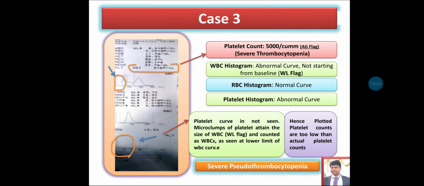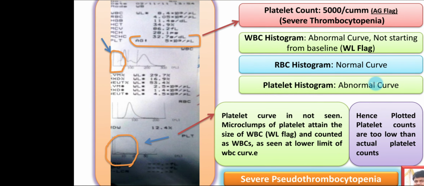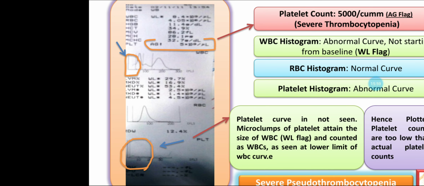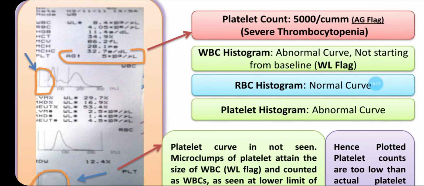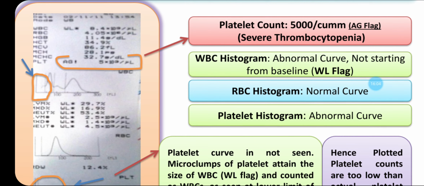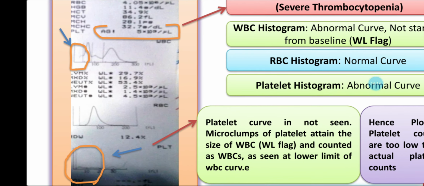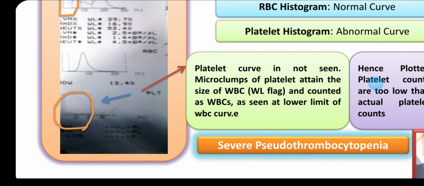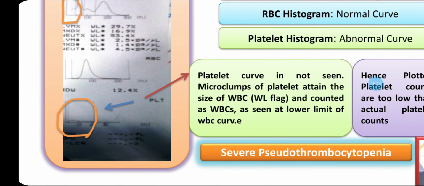If you go through case number 3, in this CBC, we can see that the platelet count is very low. It is around 5000 per cubic mm, and you can appreciate the AG flag. On the other hand, the WBC histogram is abnormal because it is not starting from the baseline, and at the same time the platelet curve is not plotted. Basically it is very much suppressed, and that means the counts are very low.